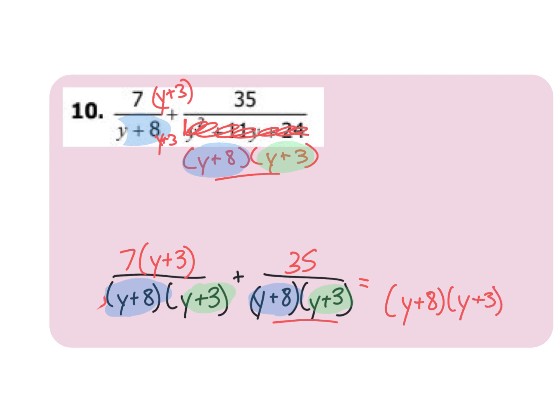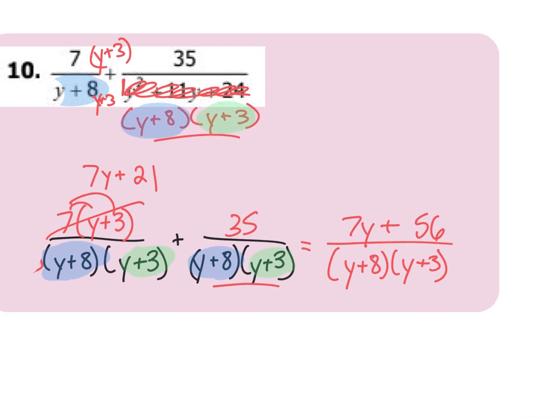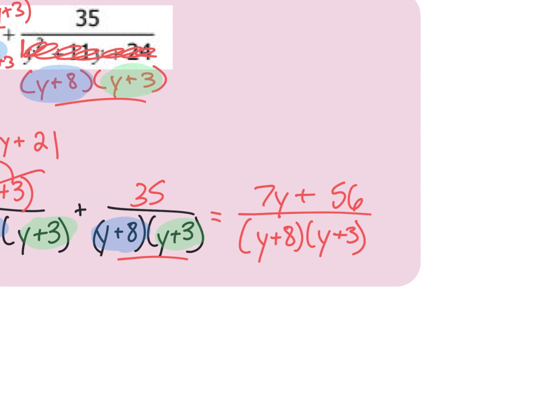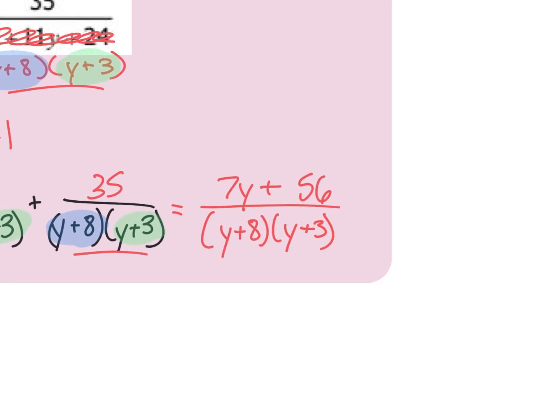Okay, we know we can combine these two things. And now I just need to add my terms going across. I'm going to go ahead and distribute. So this becomes 7y plus 21 plus 35. So 7y plus, what is 21 plus 35? We got 56. Perfect. And we're almost done, but again, everything has to be as factored as possible. So 7y plus 56, can that be factored any further? Yes, I can take a GCF out on top. And when I do that, I get 7 times y plus 8 over y plus 8, y plus 3.